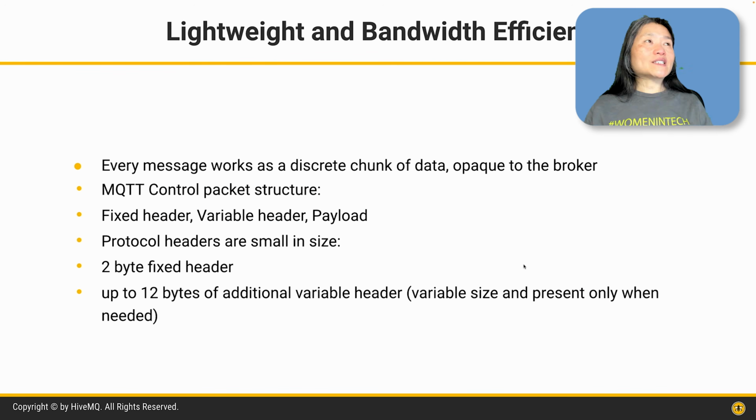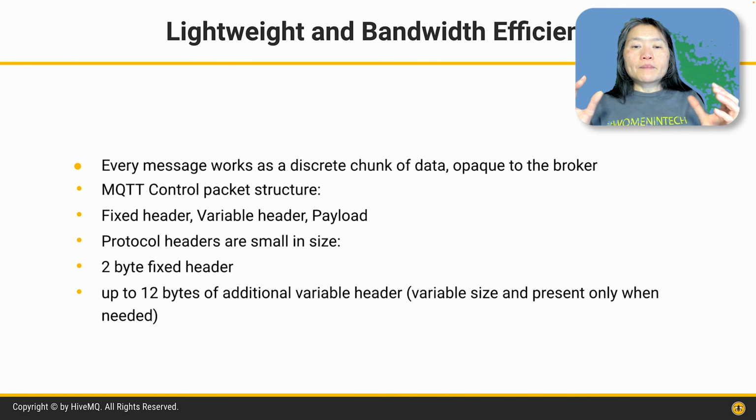Okay, so just to sum up, why is MQTT good? I've quickly gone over that. I might be talking a bit too long now, but every message works as a discrete chunk of data, is opaque to the broker, and the control packet structure of MQTT is very small. It's made up of a fixed header, a variable header, and the payload. The fixed header is very tiny, only 2 bytes, and up to 12 bytes of additional variable header can be added. It's variable size and present only when needed, so if you don't need it, there's no need for the variable headers.